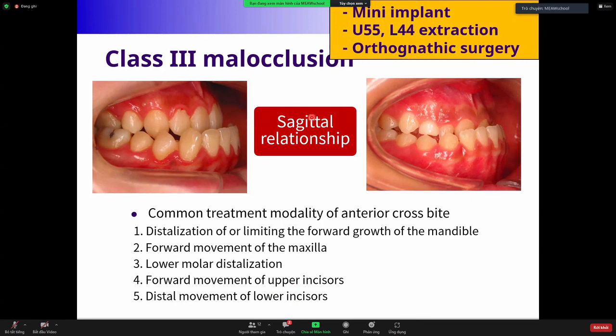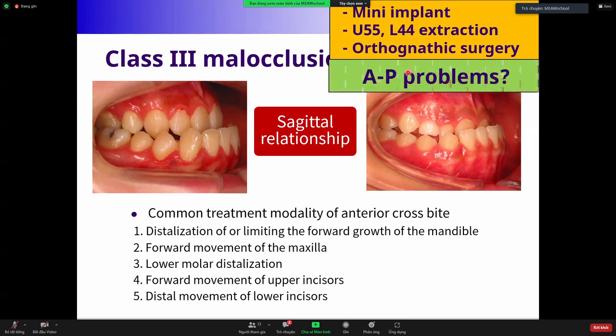In order to achieve this, many orthodontists use mini screws, or upper second premolar and lower first premolar extraction, in some cases orthodontic surgery. So this method focuses on the anterior-posterior problems.